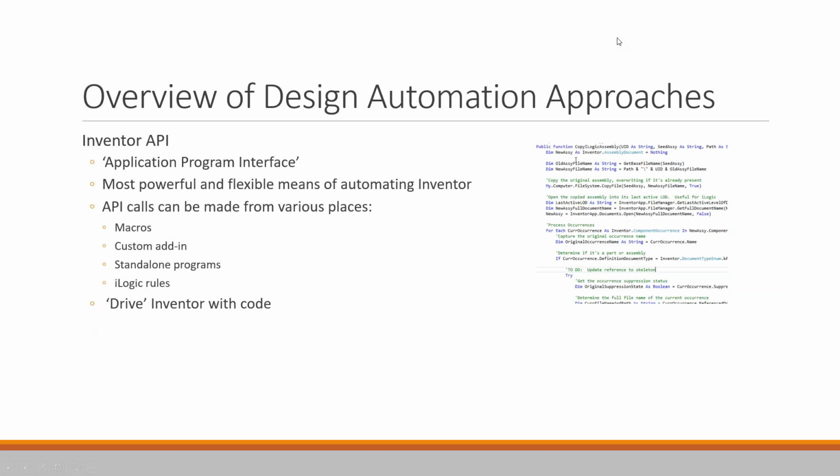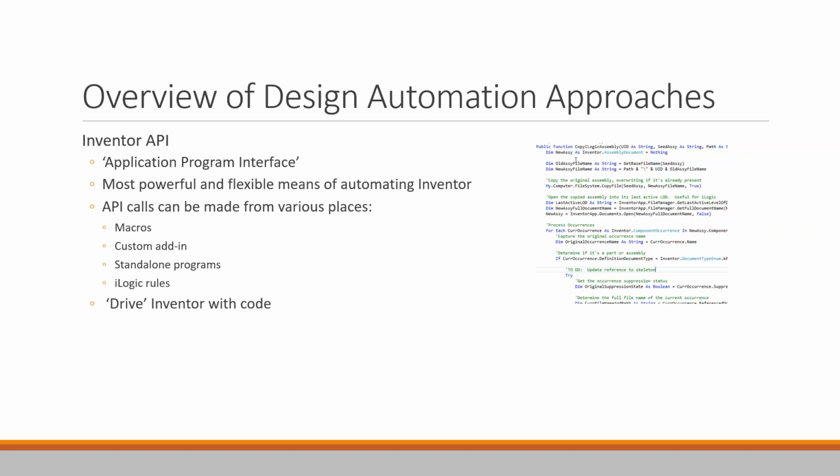But if iLogic isn't enough, you might turn to the API, or the Application Program Interface. This is by far the most flexible and most powerful means of interacting with Inventor. Essentially, it's just a bunch of functions and properties that you can call in some fashion to interact with Inventor in some way. It could be extracting iProperties, it could be creating parts and assemblies from scratch, it could be creating drawings, a whole host of things.